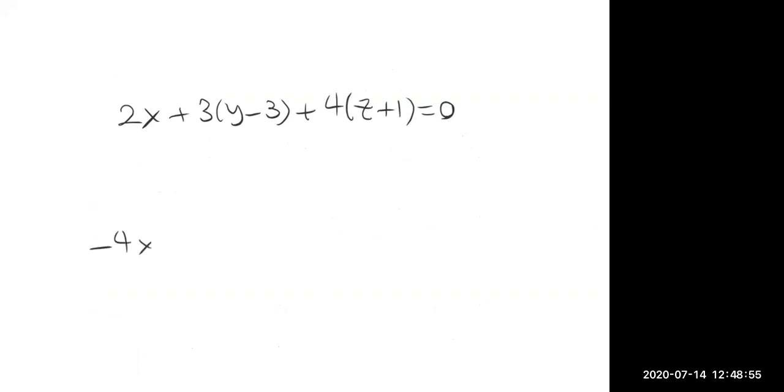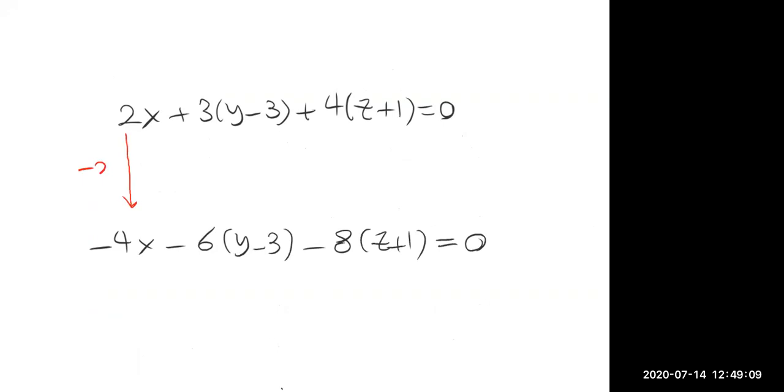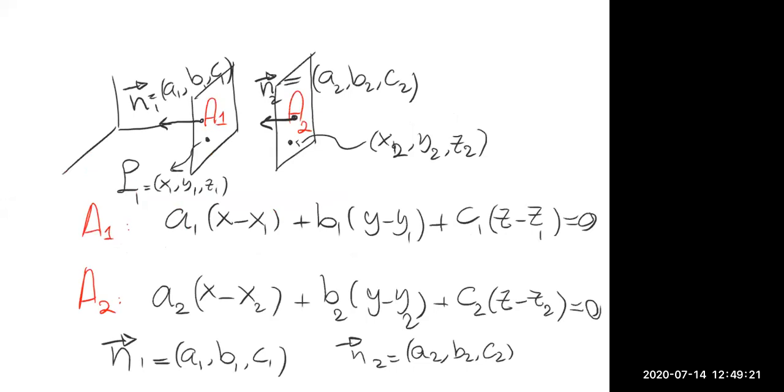So for example, if I have a plane 2(x minus 1) plus 3(y minus 3) plus 4(z plus 1) equals 0, and I have another plane, which is minus 4(x minus 1) minus 6(y minus 3) minus 8(z plus 1) equals 0, these two planes are parallel because if I multiply 2 by minus 2, I would get the other one. So you see, all of these numbers are multiplied by minus 2. So they are parallel. Is there any question on this slide?